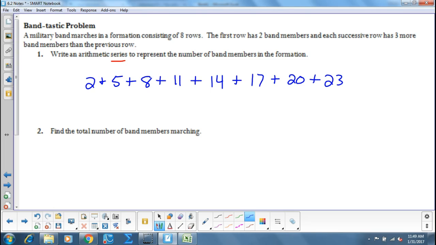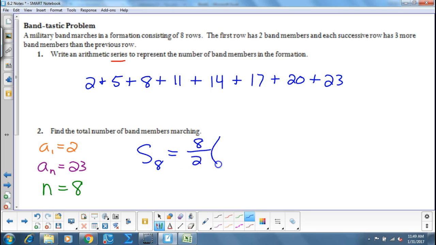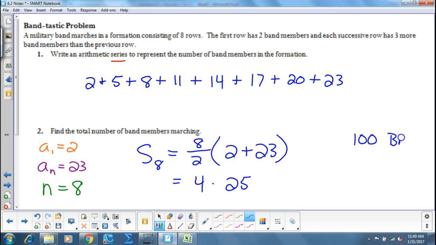Then it says, find the total number of band members marching. Well, my first row has 2 people in it. My last row has 23 people in it. My total number of rows is 8. So the sum of the 8 rows is 8 divided by 2 times 2 plus 23. That's going to be 4 times 25. So there are 100 band members.